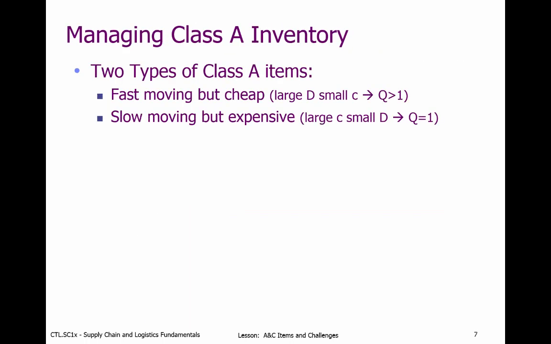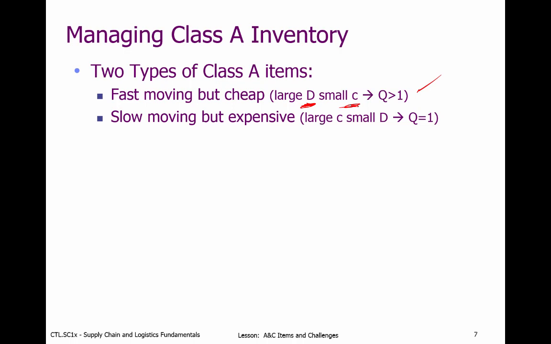And so when we look at A items, if I'm looking at the C and the D, I've got two extreme cases. One, I have fast-moving but inexpensive product, where I have a large D, it's fast-moving, I'm selling a bunch of them, and a small C, it's not a high value. My Q will probably be greater than 1, right, because I'm going to order a lot. I have a lot coming in.